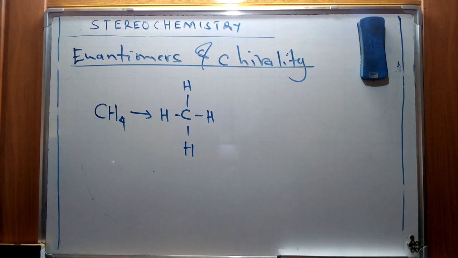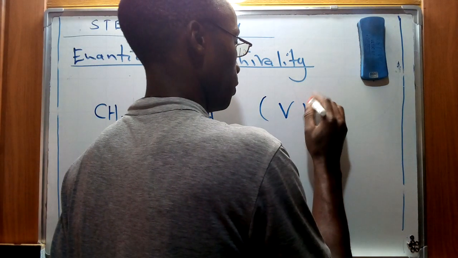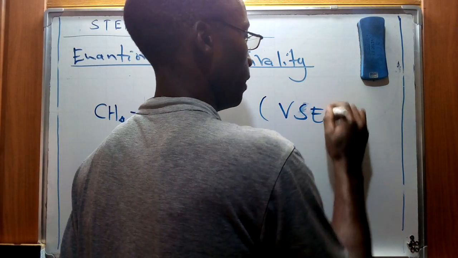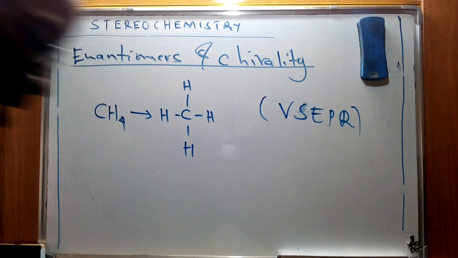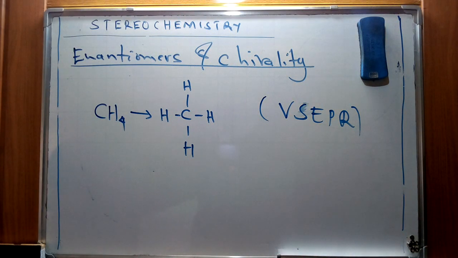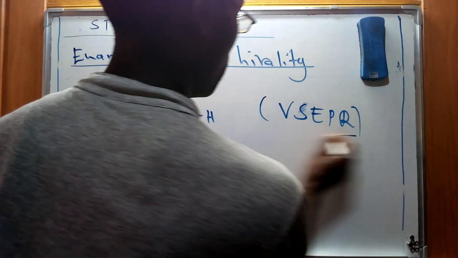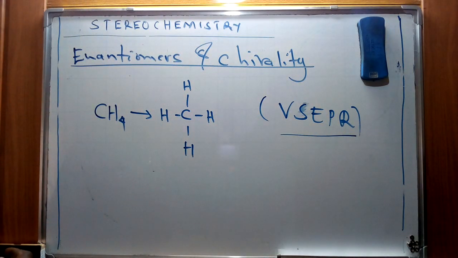But whenever we are talking about the shapes of molecules, the shapes can be predicted by what we call the valence shell electron pair repulsion theory, which I'm going to write in initials. It's the valence shell electron pair repulsion theory. And this theory is based on the principle that the valence electron pairs will be as far as possible from each other whenever we are trying to represent the shape of a molecule.